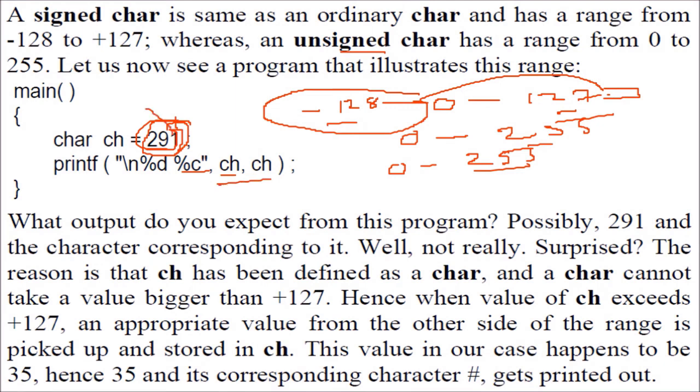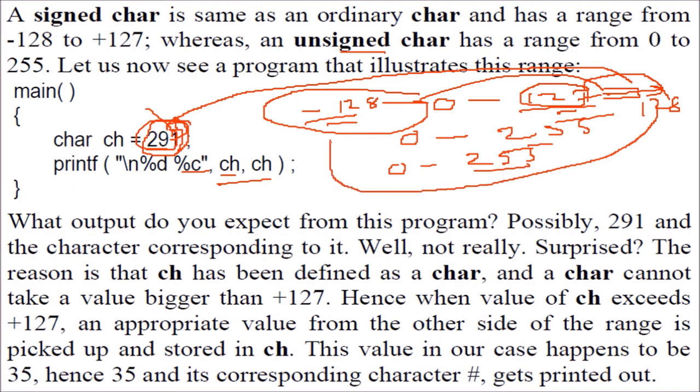Why? Because ch has been defined as a character, and the range is from minus 128 to 127, and 291 falls quite ahead of 127, which is not in the range. So ch will exceed the range. Whenever you exceed the range in any data type, when it surpasses 127 and comes to 128, it will not give you an error. But in fact, this 128 will go here, so minus 128 will be shown. It goes from 0 to 127, then it comes back to minus 128.